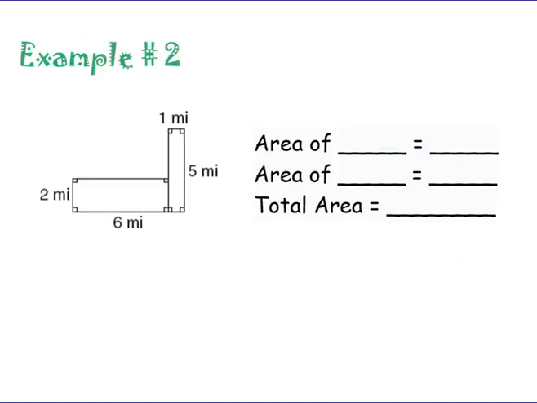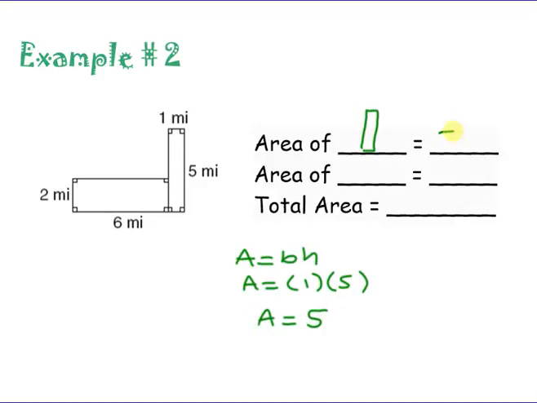All right, next example. So here we have an area of 2 rectangles that are bound together. So the first rectangle that I'm going to do is the vertical rectangle, okay? So area equals base times height. Area equals, so the base of this rectangle is 1 mile, and the height of this rectangle is 5 miles. So area equals 5 times 1 is 5. So the area of this is 5 miles.